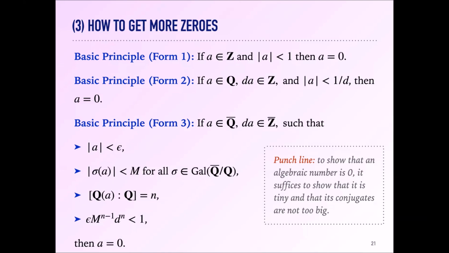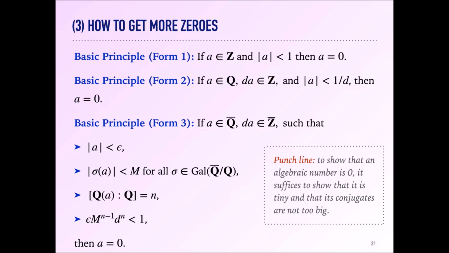Okay, let's make it a little bit more complicated. Let's say that I have a rational number, because we're going to deal with algebraic numbers and not just algebraic integers. If you have some bound on its denominator, if you know that d times your rational number is an integer, then you use form 1. You say, okay, if the absolute value of a is less than 1 over that denominator, then of course the absolute value of dA is less than 1. dA is an integer, so that means dA is 0, which means that a is 0. Okay, so that's form 2, slightly more complicated.